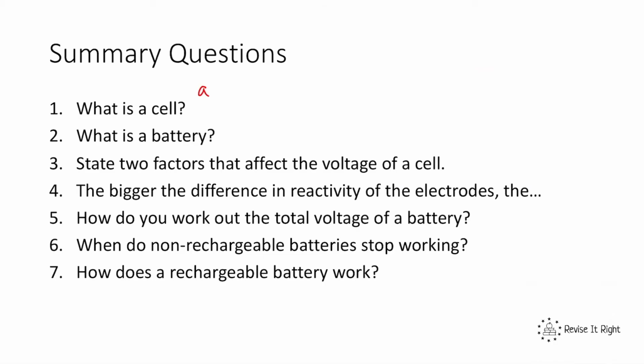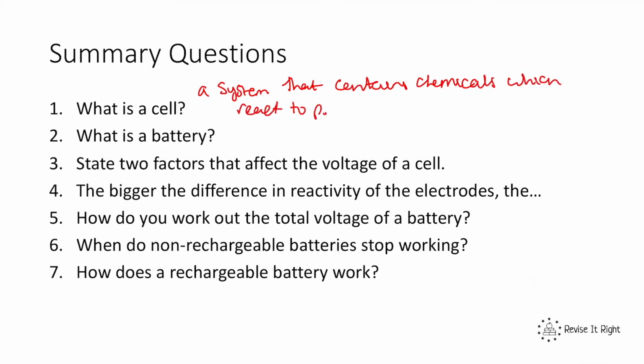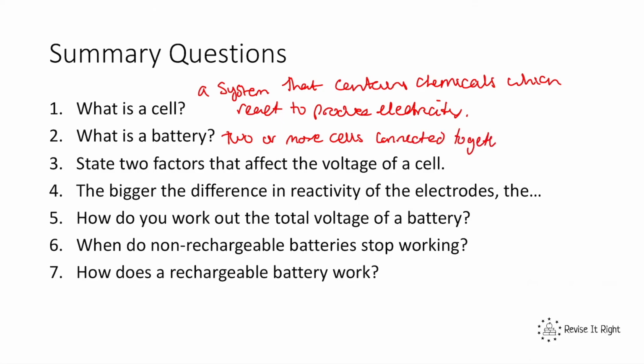Well, we can define it really as a system that contains chemicals which react to produce electricity. So for example, you've got the electrodes and the electrolytes which react to produce electricity. Well then, what is a battery? Well, a battery is 2 or more cells connected together, and the important thing here, in a series.